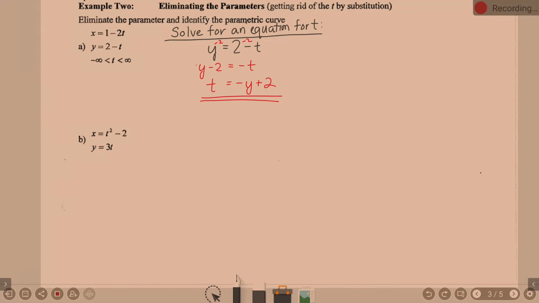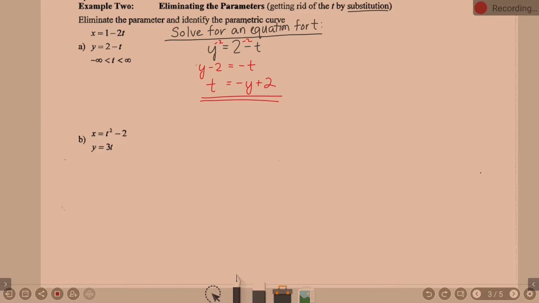Picking back up in 6.3. We are working on example 2A, where our goal is to eliminate the parameters. So we want to get rid of t, t being our parameter. In order to do this, you'll notice it even says up there in the directions, it suggests substitution.